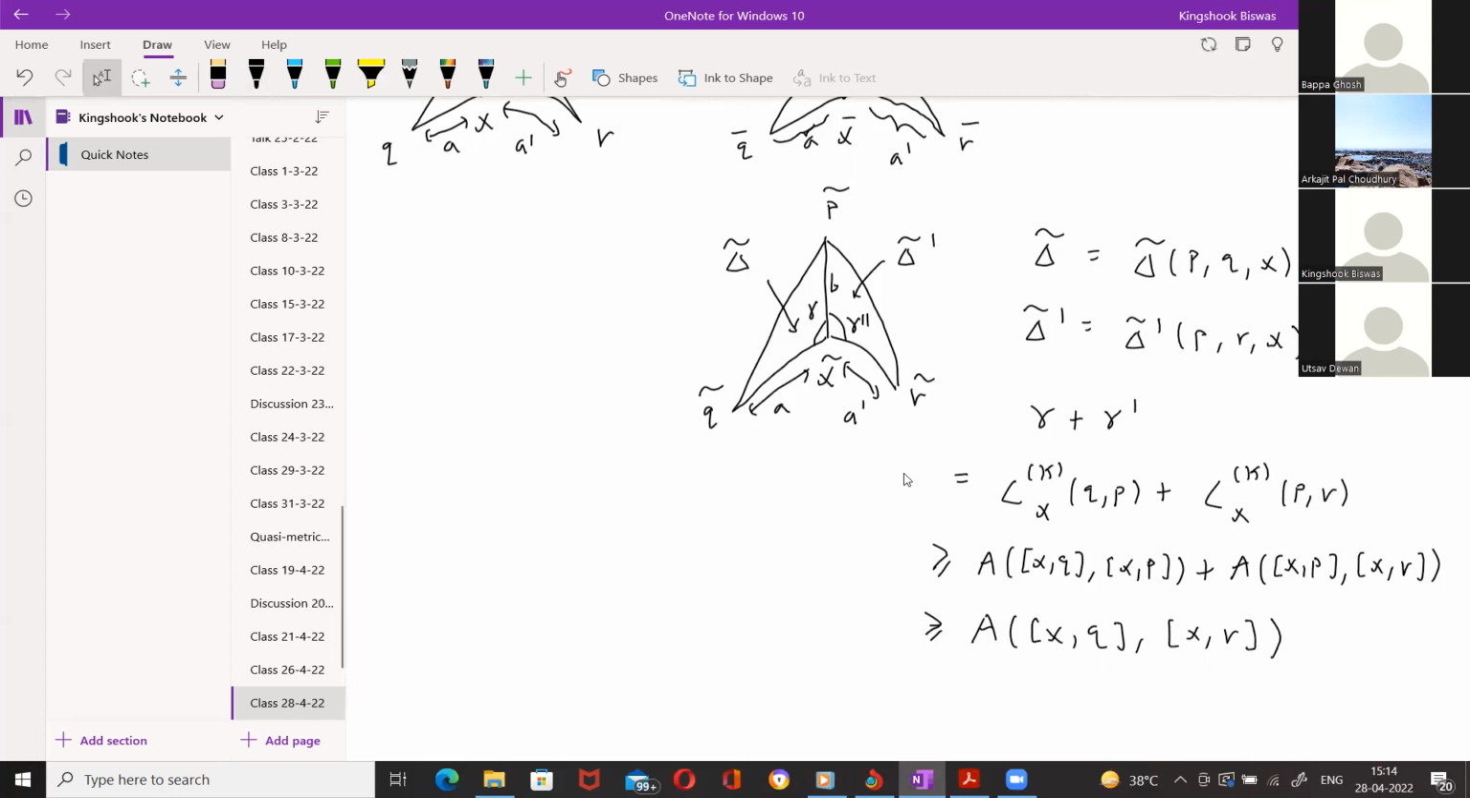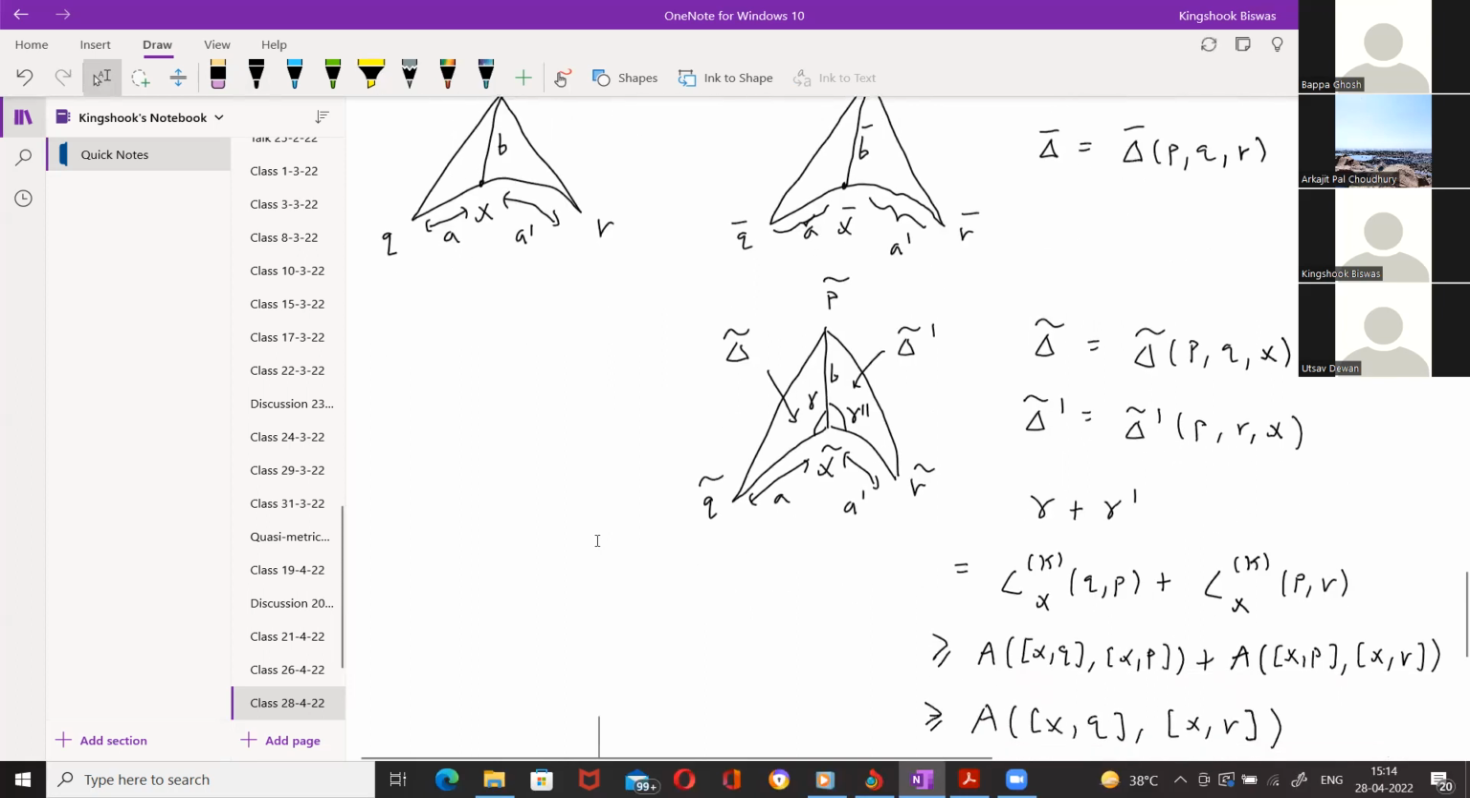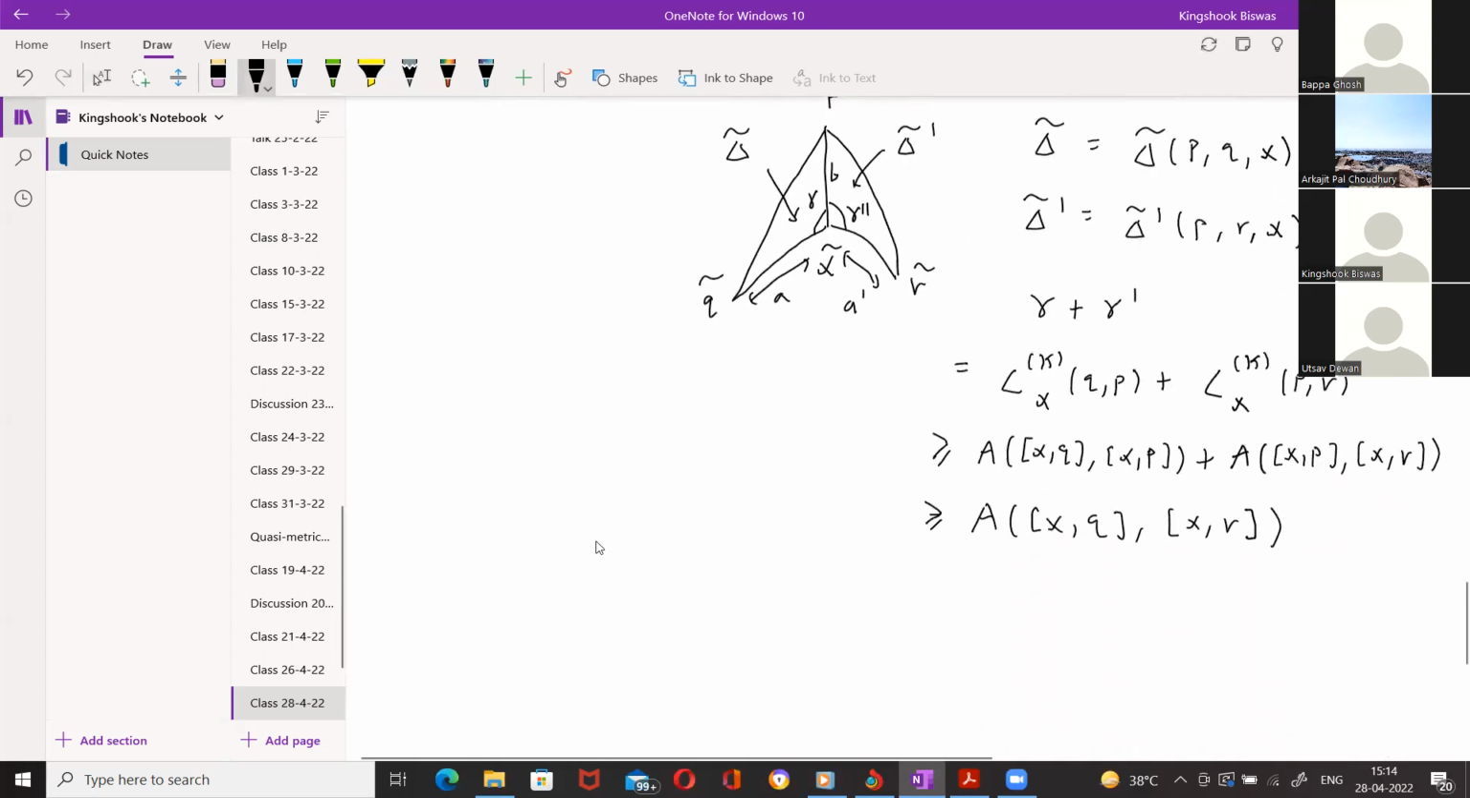Yes, but XQ and XR, these are the forward and backward geodesics corresponding to a geodesic passing through X, right? So we know for those, the angle between C plus and C minus is pi, right? Yes? That's in the definition of angle function. The angle between C plus and C minus is equal to pi, right? Yes. So therefore, the sum of gamma and gamma prime is greater than or equal to pi.